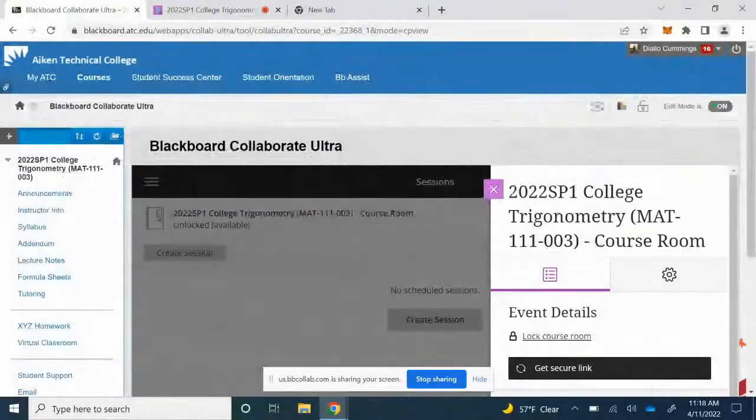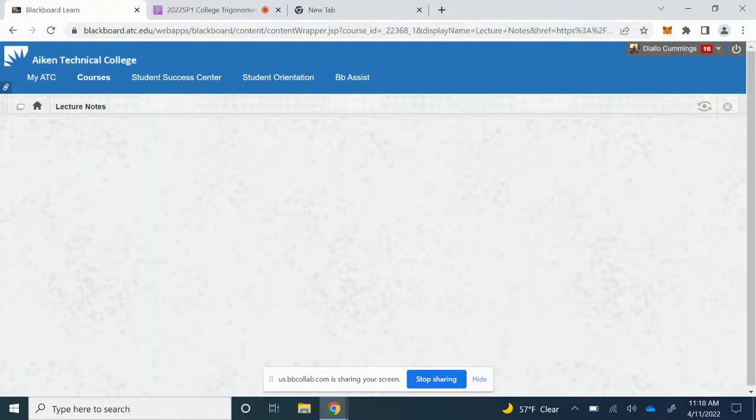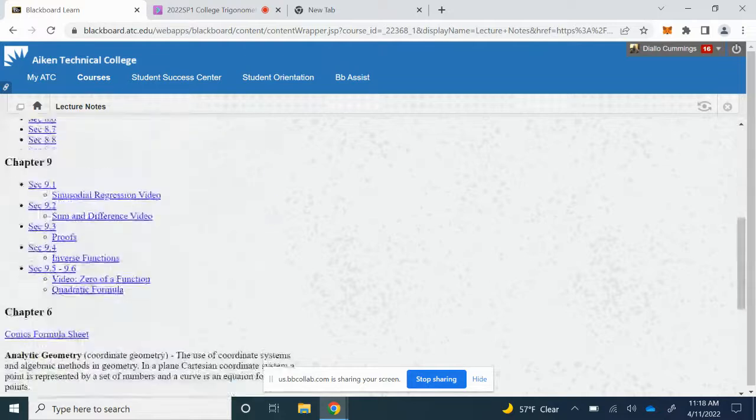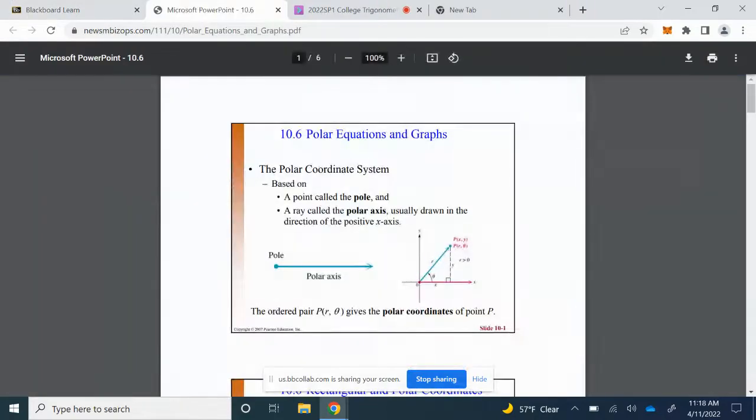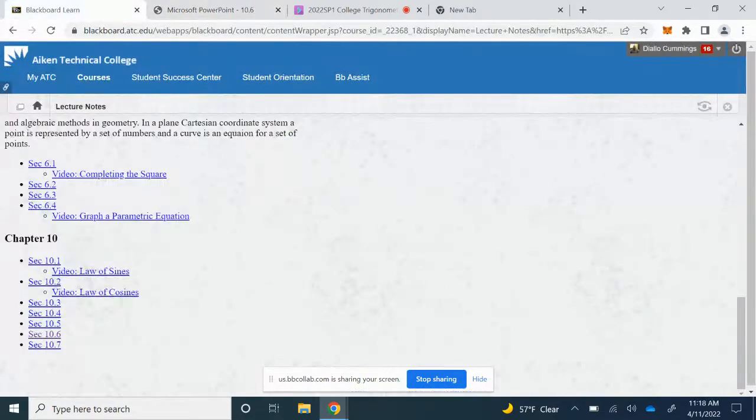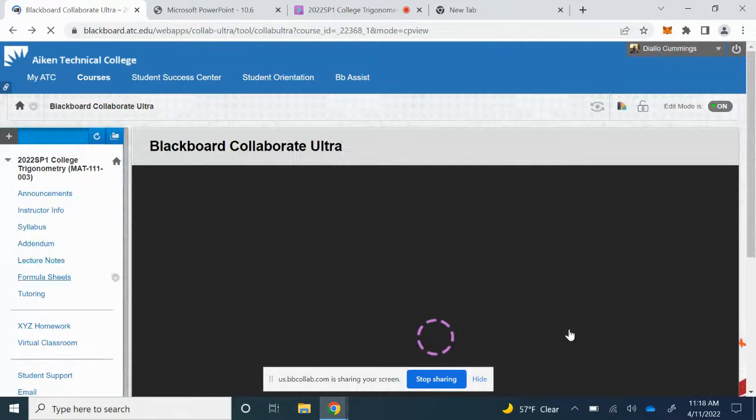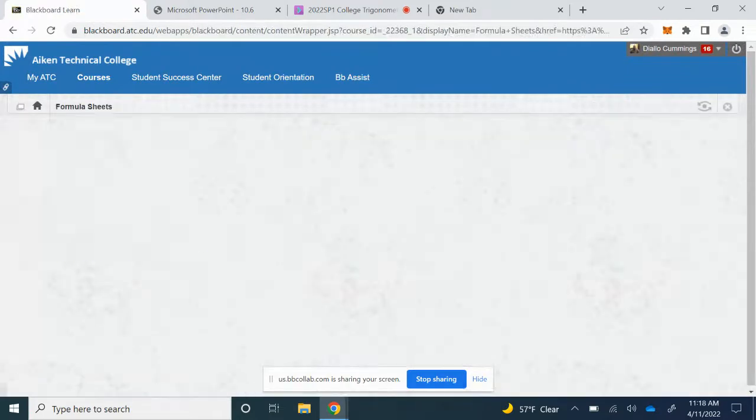All right, and today we're gonna attempt to look at two sections, section 4.3 and section 4.4. I'm gonna go into the lecture notes section and we're gonna take a look at, I believe it's section 10.6. And I'm also going to bring up the unit circle. I'm going to go to the sheets and bring up the unit circle.